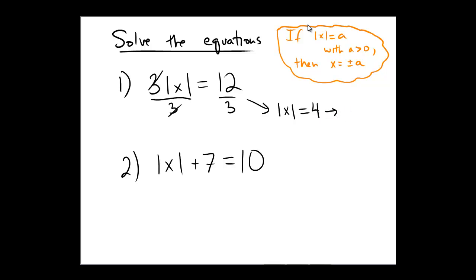Therefore, because of the boxed rule, with a being bigger than 0, and 4 is certainly bigger than 0, we get that x is equal to either positive 4 or negative 4. We'll usually write plus or minus 4, or you could write 4 or negative 4. And that's the solutions to the first equation.